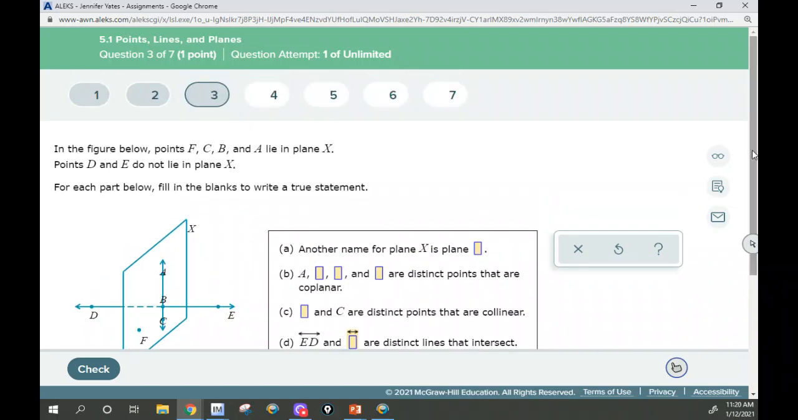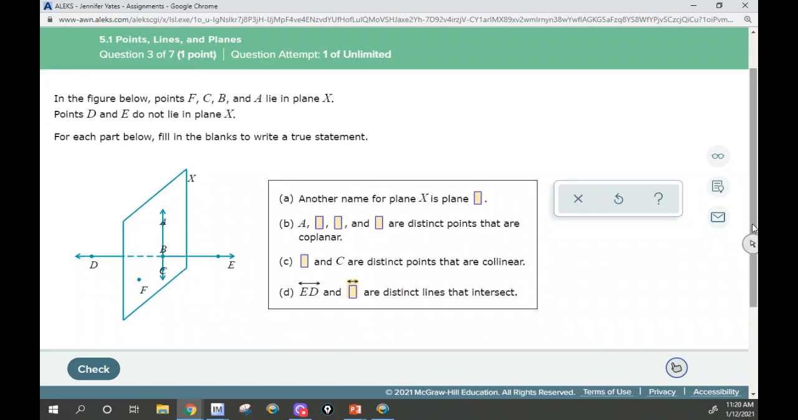What would the other name be for my next one? What is another name for plane X? So how many points do I need to name a plane? Maybe 3. Ooh, Alex, that's the tricky one. Let's talk about it. I'm glad you pointed that out.